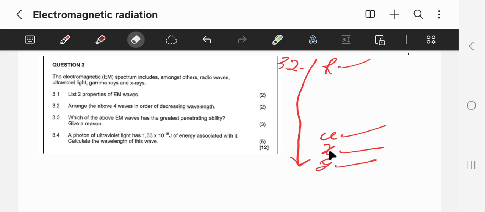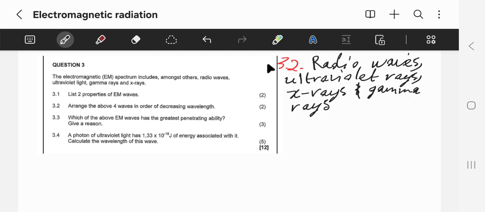That's how my answers will be, because radio waves have the longest wavelength, and then it is followed by the ultraviolet, the X-rays, and then the gamma rays. So these are your answers for 3.2: radio waves, ultraviolet rays, X-rays, and gamma rays.